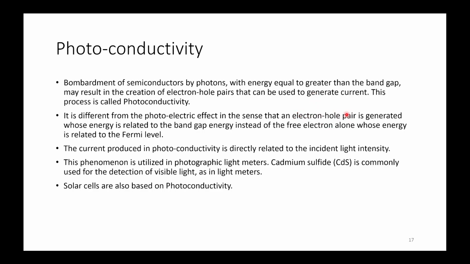In photoconductivity, an electron hole pair is generated, while in the photoelectric effect, a free electron alone, whose energy is related to the Fermi level, is involved. The current produced in photoconductivity is directly related to the incident light intensity, and this is utilized in photographic light meters. Cadmium sulfide is commonly used for detection of visible light, as in light meters, and solar cells are also an application based on photoconductivity.